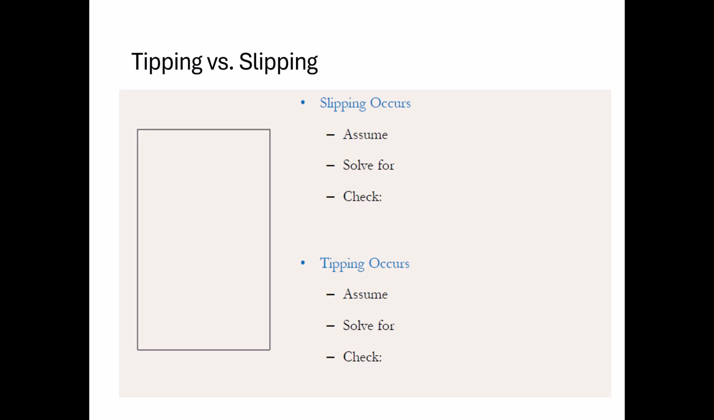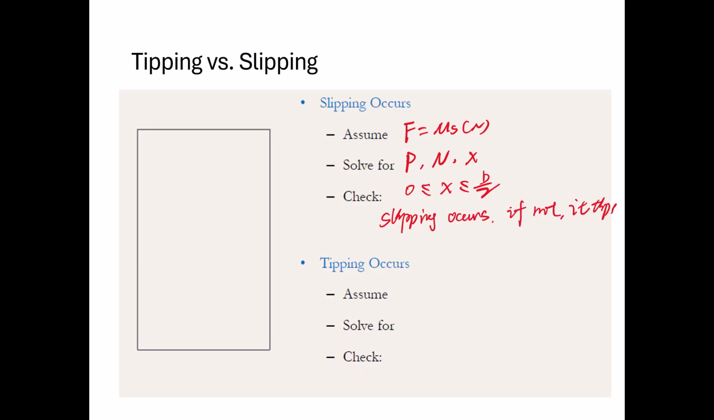So let's assume, okay, if slipping occurs, the F will be equal to mu s times N. So we need to solve for P, N, and x. If x is larger than 0 but smaller than b over 2, for this case, slipping will occur. If not, it tips.